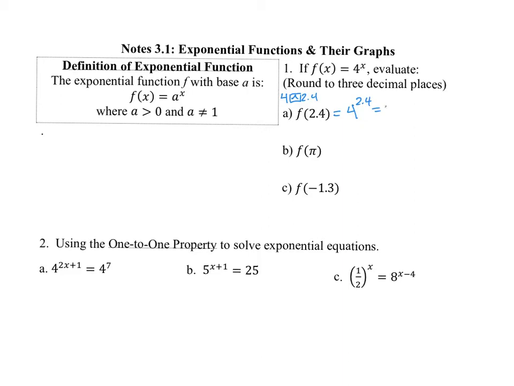It said 3 decimal places, so 27.858. Just put it in your calculator and make sure you get the same result. I'm going to do the same on this one. This is 4 to the pi.